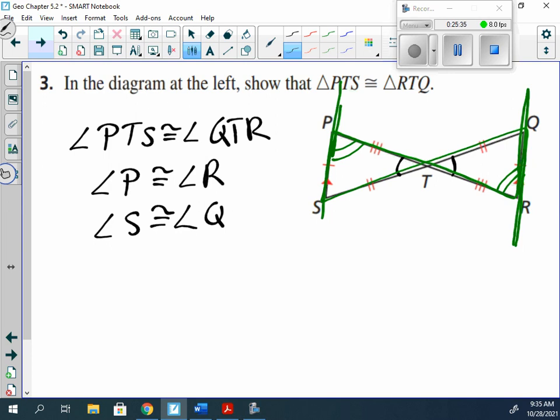So can we say that these two triangles are congruent? Yes, because we can show by the fact that the two lines are parallel that P and R, S and Q are both going to be congruent. P is congruent to R, S is congruent to Q because of alternate interior angles. PTS and QTR are congruent because of vertical angles. So since we know that all three sides are congruent because they gave it to us in the figure, and we can show that the three angles are congruent, then we can say that these two triangles are congruent to each other. Questions on this here?